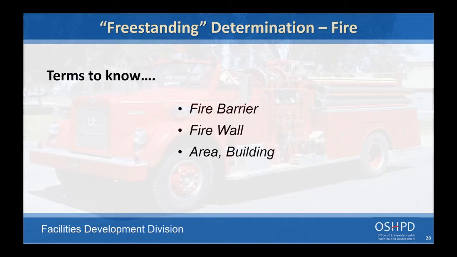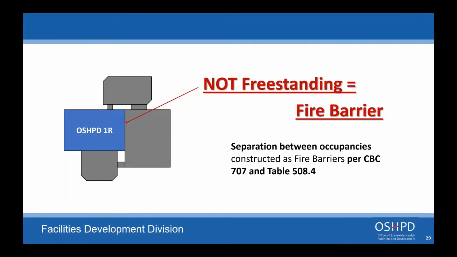So going over some quick fire terms, because this is related to how the buildings are separated. If you're not freestanding, again, not only do you have a benefit of a lesser seismic separation, you also have a benefit that a fire barrier can be used to separate the occupancies. Again, the reason for this is because the building is remaining under OSHPD jurisdiction. Any changes to that building, any future projects will come through OSHPD, and we can monitor what services are going in there. They may not even be healthcare related, but there are several options for that, and we'll go into that as well.